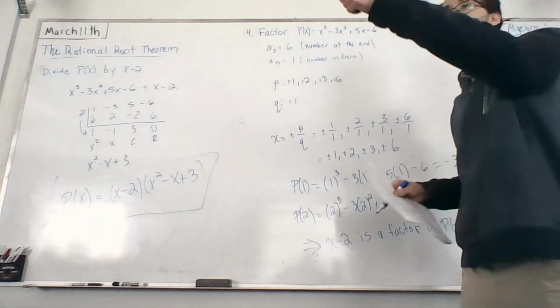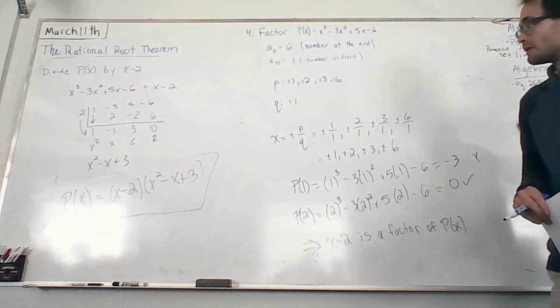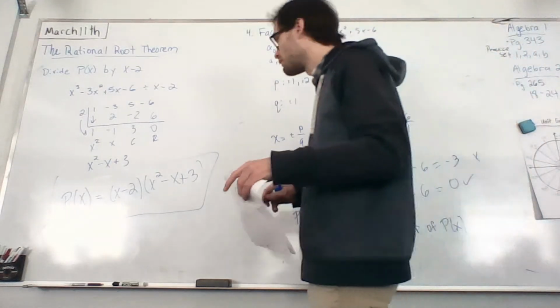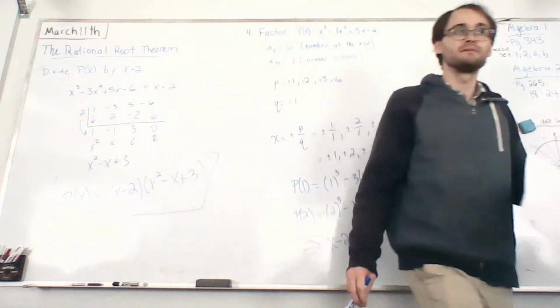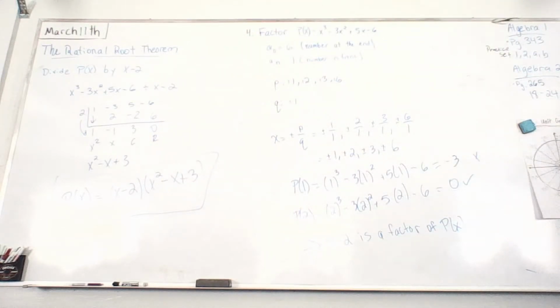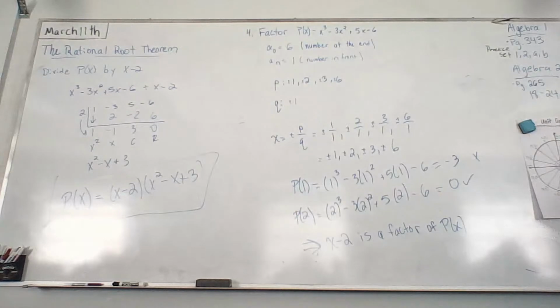I heard somebody else. Yes, Marley. So it's the x minus 2 that we divided by. R stands for remainder, yes. That is my final answer. x minus 2, and you got the answer.